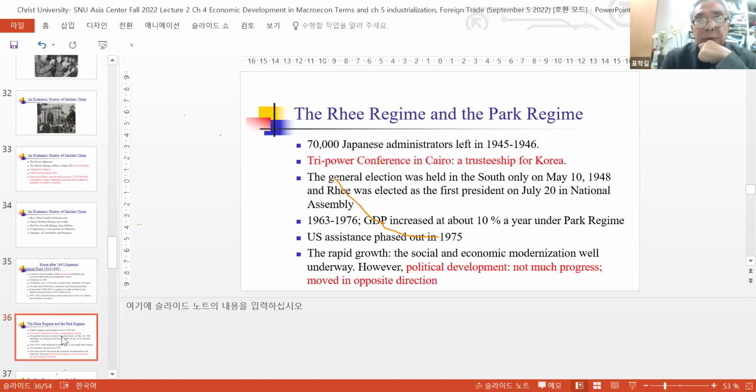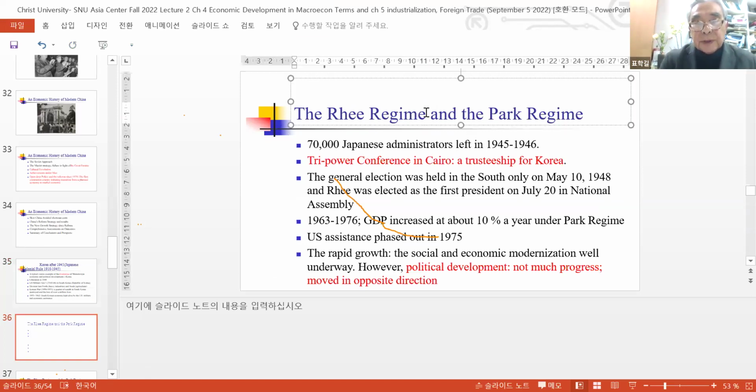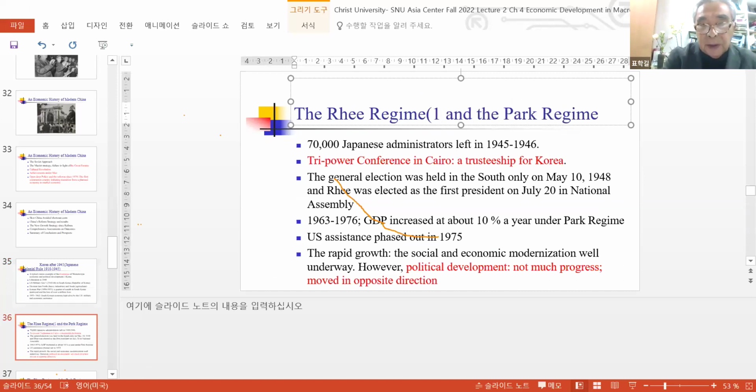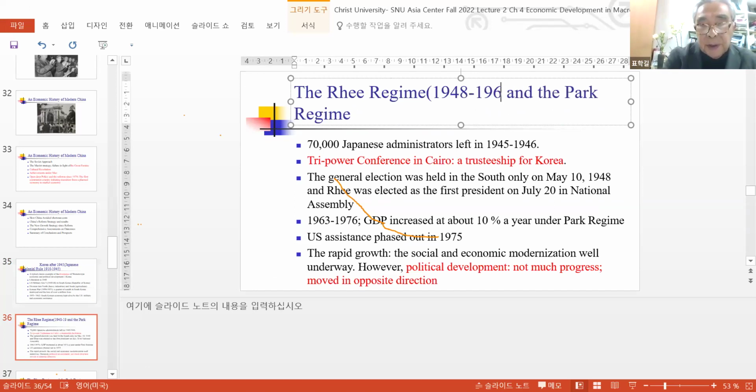So the regime called Lee regime and the Park regime. Lee regime is roughly from 1947, 1948 through 1960. Park regime is roughly from 1962 to 79, roughly, at the time of this publication.